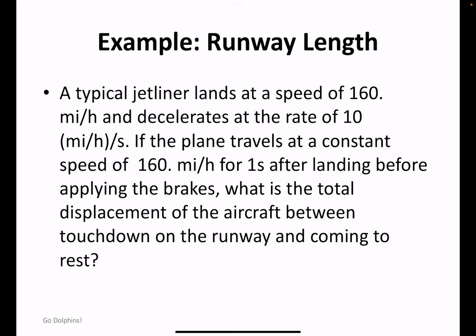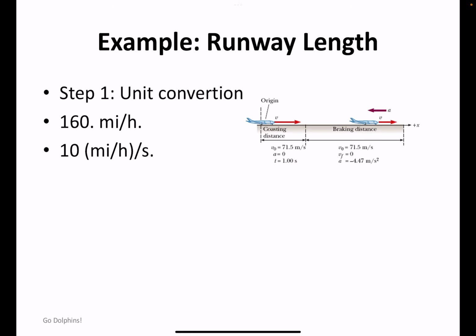A typical jet lander lands at a speed of 160 miles per hour and decelerates at the rate of 10 miles per hour per second. If the plane travels at a constant speed of 160 miles per hour for 1 second after landing, and before applying the brake, what is the total displacement the aircraft traveled between touchdown on the runway and coming to a full rest?